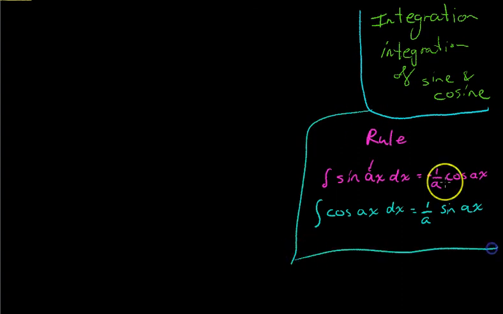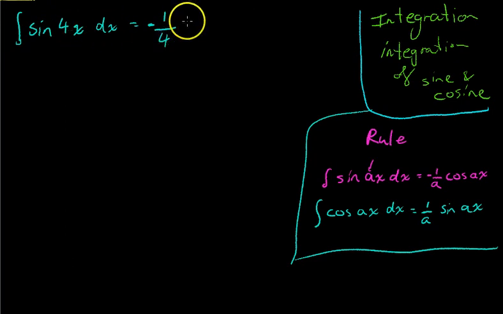So now that we've got those rules, we can just run through a couple of examples and make sure we know it. Now the integral of sine 4x with respect to x, that's going to be equal to negative, so sine is a negative, so sine to negative, negative 1 on 4 cos 4x. So really straightforward, just follow the rule, no problems.